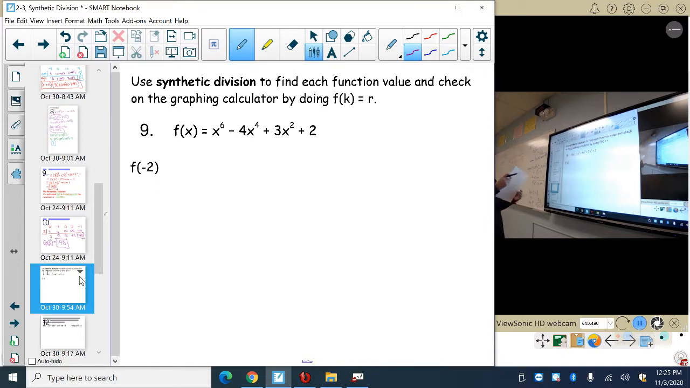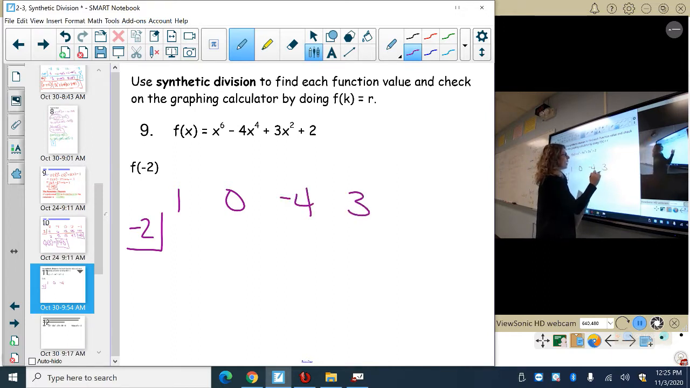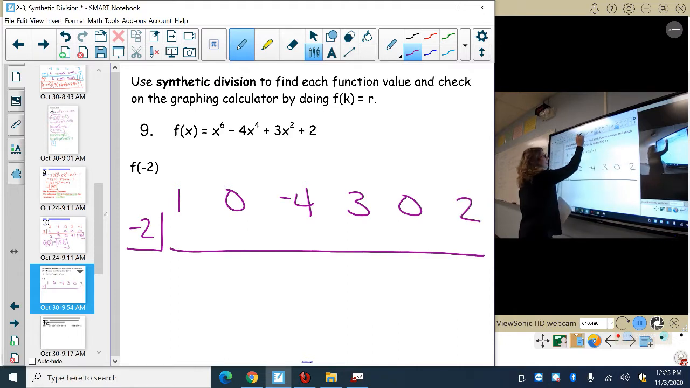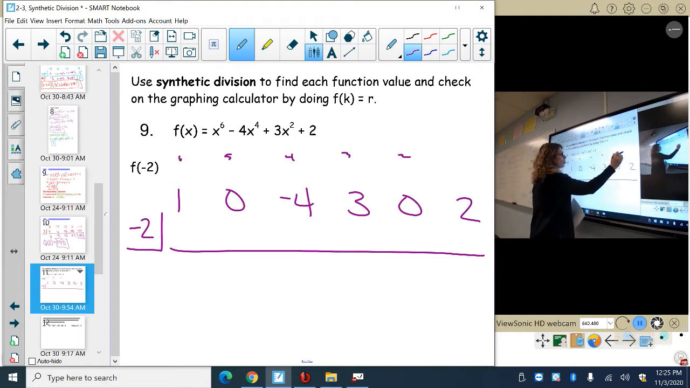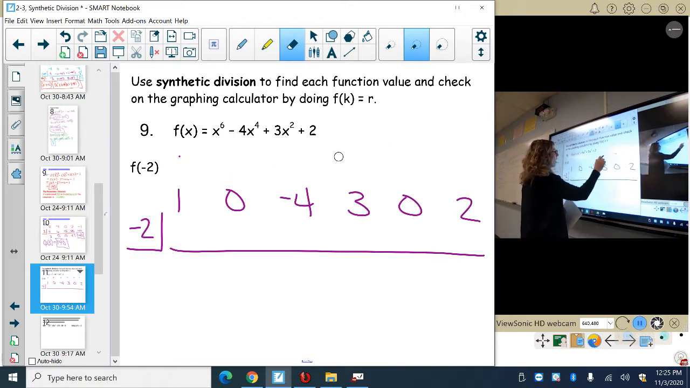Well, if you're doing tonight's homework on number 9, it says use synthetic division to find each function value and check on the graphing calculator by doing f of k equals r. So I want to know what f at negative 2 is. So that's 1x to the 6th, 0x to the 5th, minus 4x to the 4th, 3x squared, 0x, and 2 to the 1st. So I'm going to check this. 6, 5, 4, 3, 2, 1. Uh-oh. We have a mistake, right? What do I mean by that? My powers are not matching up.